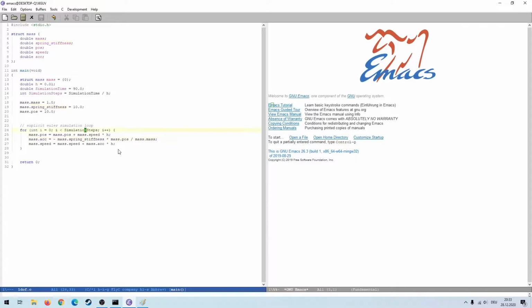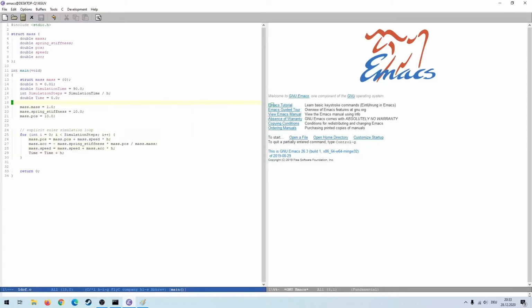But we're missing something. We're missing the actual time that we are at in our simulation. So let's introduce the time. The time is the old time plus the time step, of course. So we are just counting upwards. And now that we have our simulation loop, we would probably want to have a look at our results.